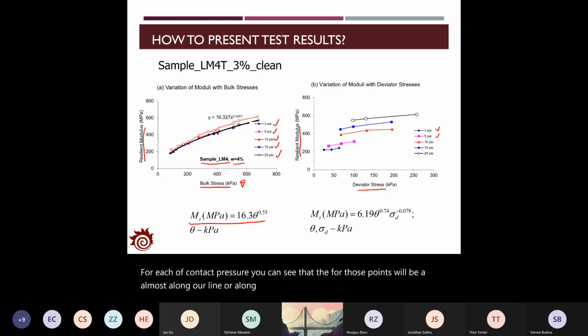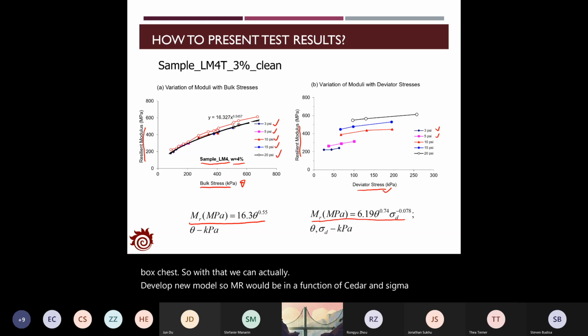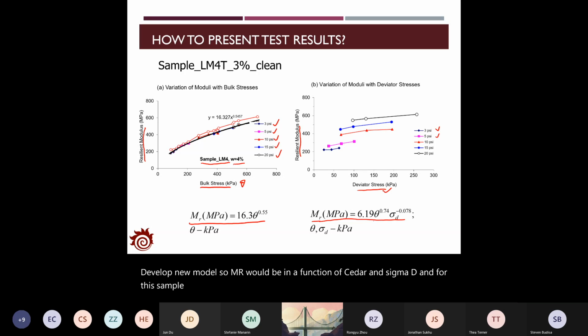So we can then further develop a new model to describe the relationship between the resilient modulus and the deviator stress. And here we also need to think about the bulk stress. With that, we can develop a new model, so MR would be a function of theta and sigma d. For this sample, we have MR equal to 6.19 times theta to the power of 0.74 times sigma d to the power of minus 0.078.